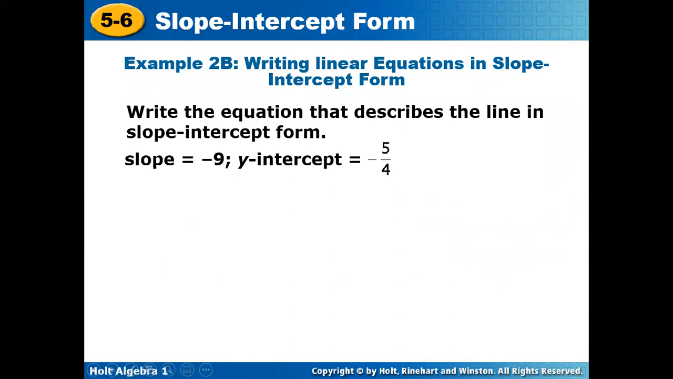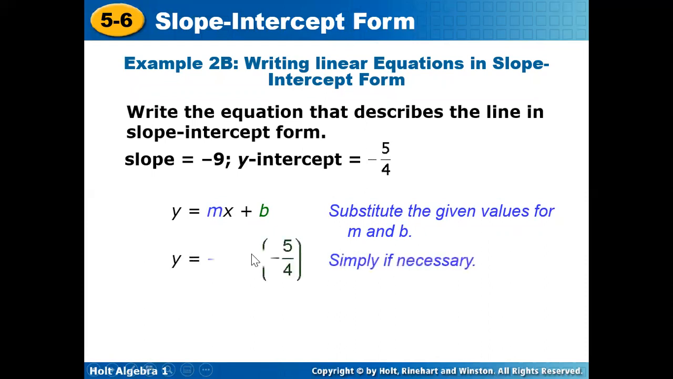Try this one on your own. Pause the video, write it in slope-intercept form. Same thing. Just plug them in. -9 is our slope, and our y-intercept is -5/4. We simplify this, right? Y = -9x - 5/4. So we know our y-intercept is negative.